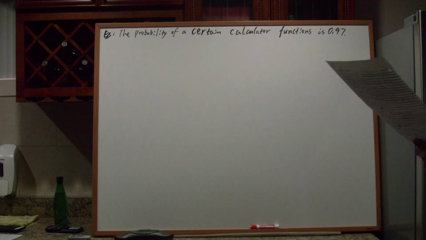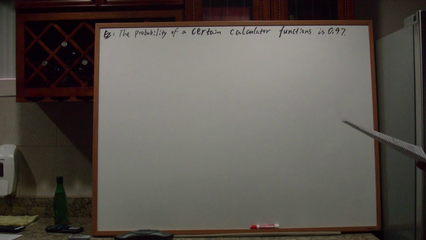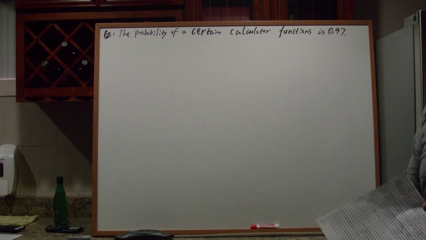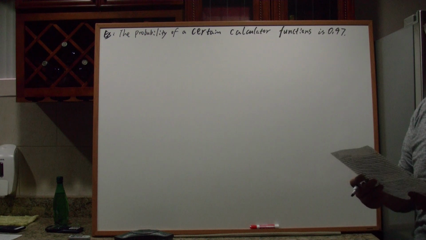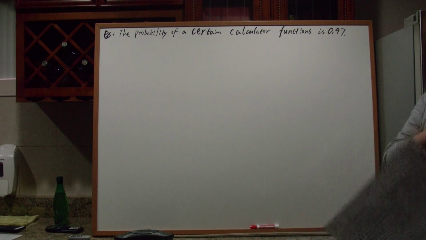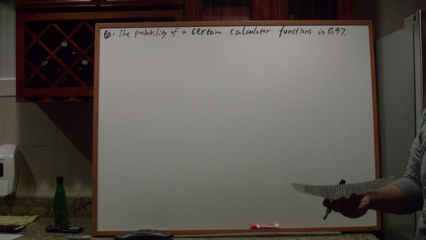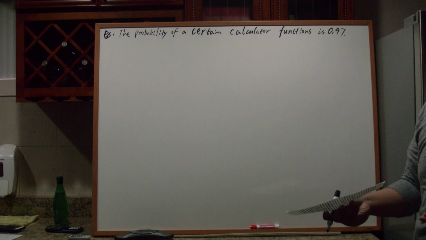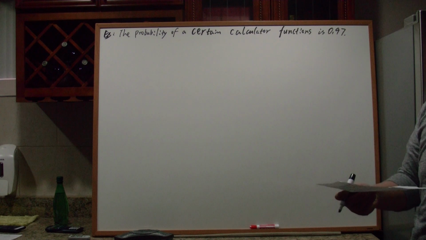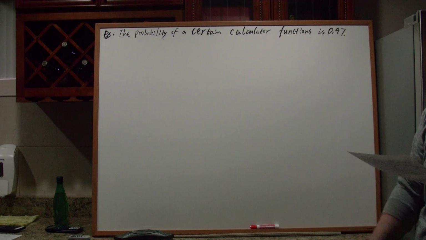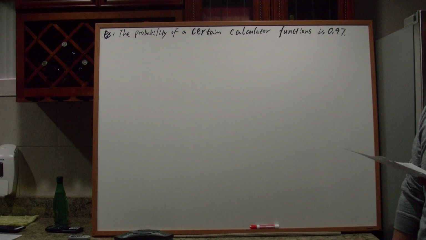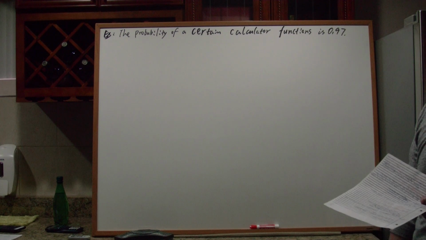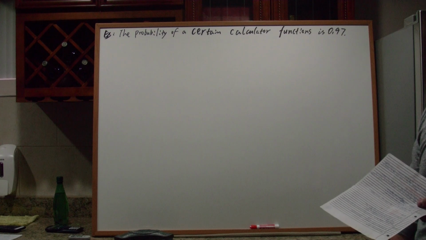Given that the probability of a certain calculator functioning is 0.97, like when you're doing a test or some calculation, some button may work, some button may not. If one button doesn't work, you cannot say the entire calculator is not working. Then the probability will of course be very high that the calculator functions.